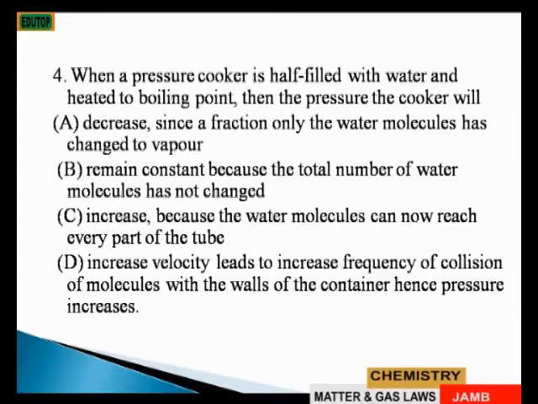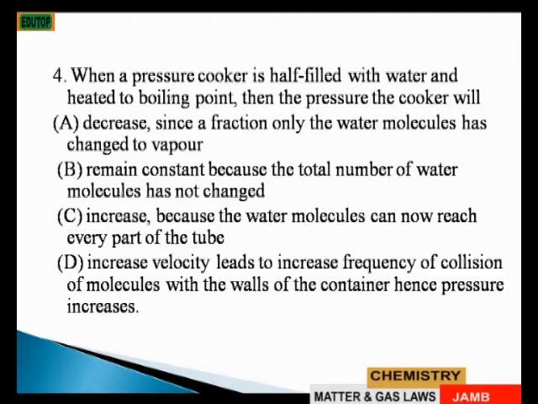Question 4. When a pressure cooker is half filled with water and heated to boiling point, then the pressure of the cooker will A, decrease, since a fraction only of the water molecules has changed to vapor. B, remains constant because the total number of water molecules has not changed. C, increase because the water molecules can now reach every part of the tube. D, increase velocity leads to increase in frequency of collision of molecules with the walls of the container, hence pressure increases.